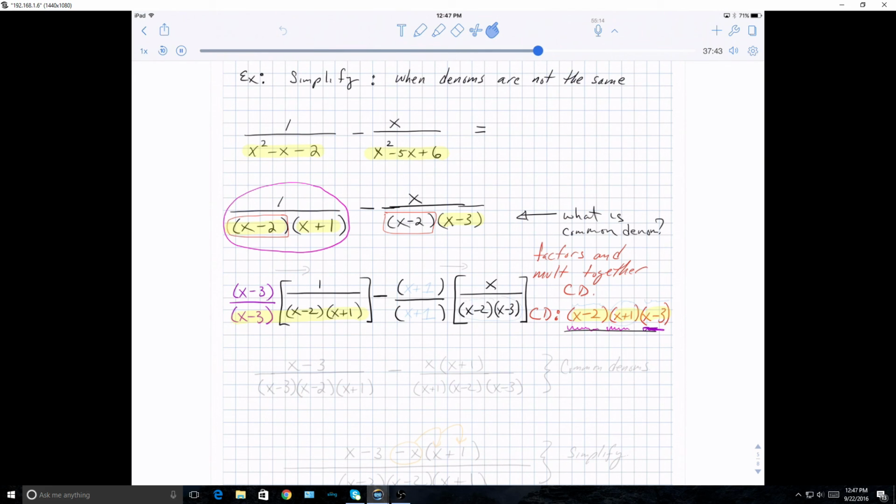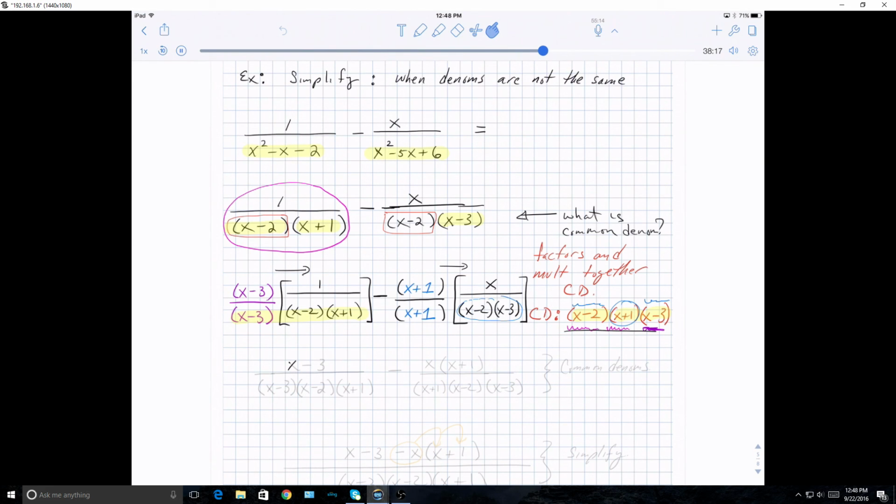And now we just have to figure out what we're missing down in here. So we all have the x minus 2 now. We have the x minus 3, but we're missing that x plus 1. So we'll have to multiply numerator and denominator by the same thing. At this stage, we can just follow the general rules of fractions and multiply straight across.